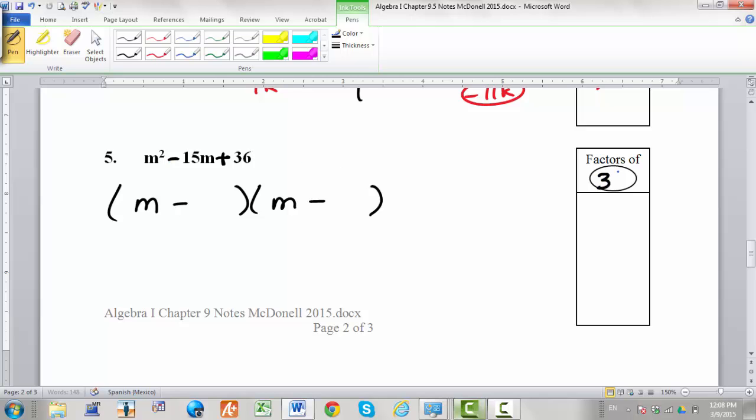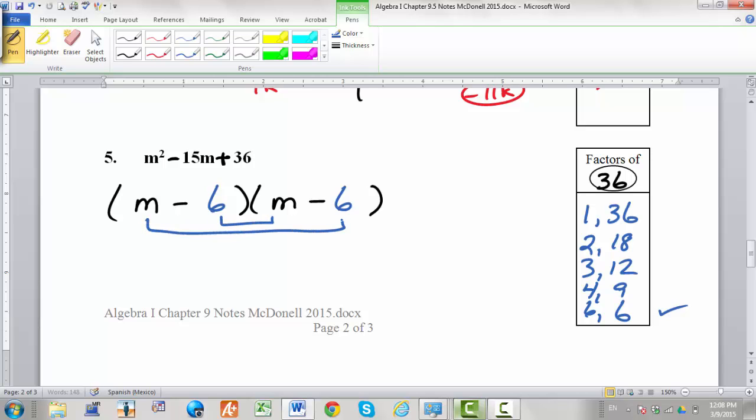So I have the factors of 36. As we're looking at the factors of 36, I'm sure you can always think of 1 and 36, maybe 2 and 18, 3 and 12, 4 and 9, and if you're fast, you might even think of 6 and 6. Well, let's try the ones that are closest together first, because that often is the easiest one. So I put in my 6 and my 6. Outside and inside, well, they're both negative 6m.